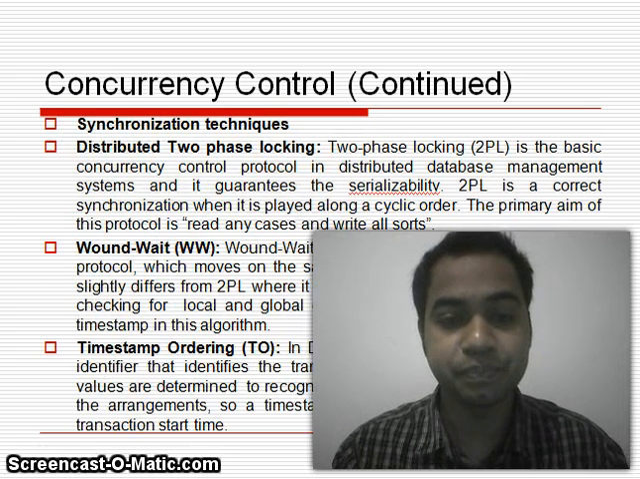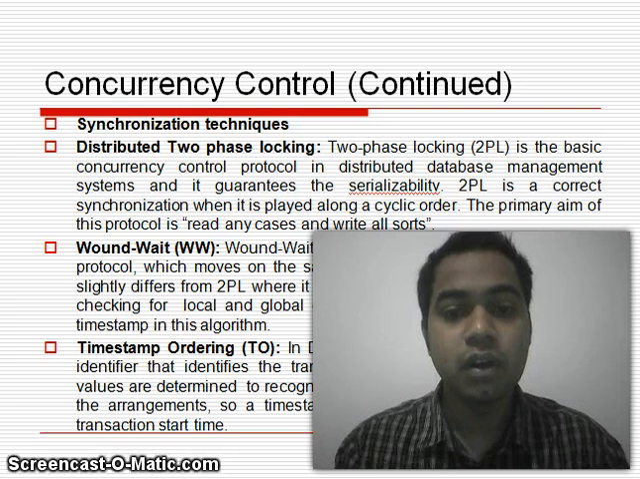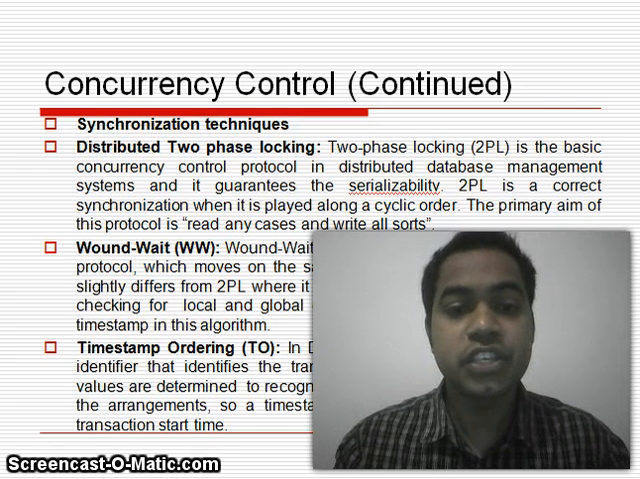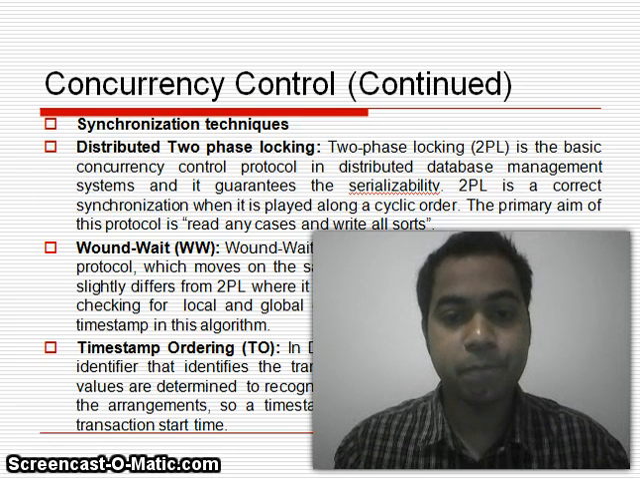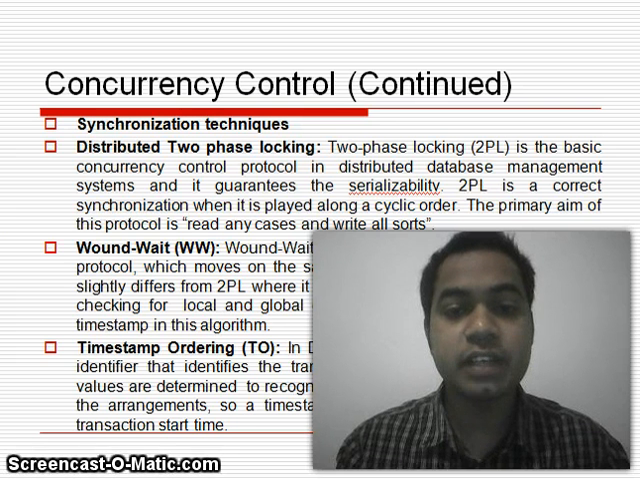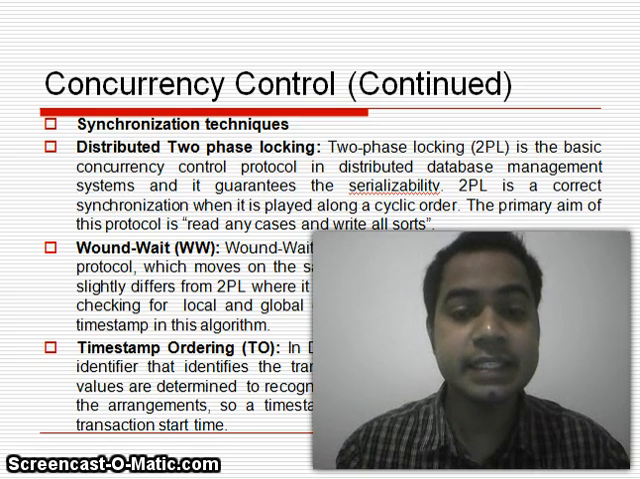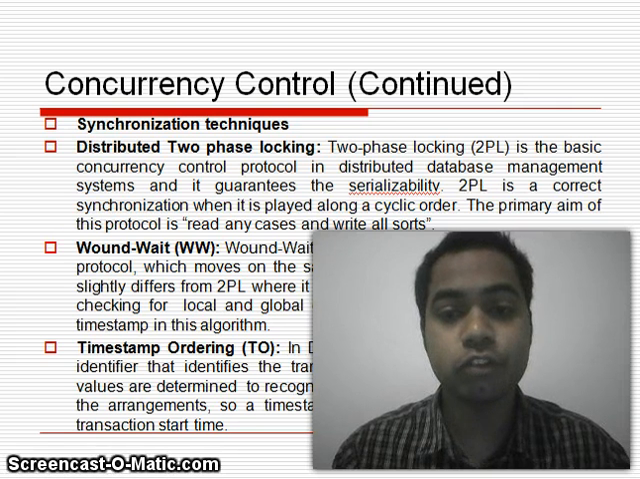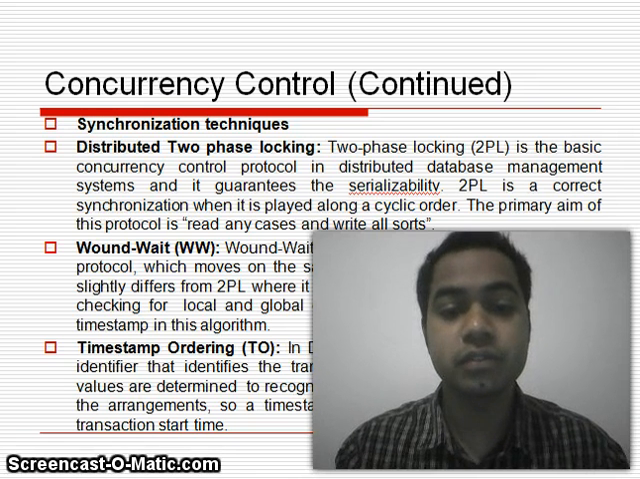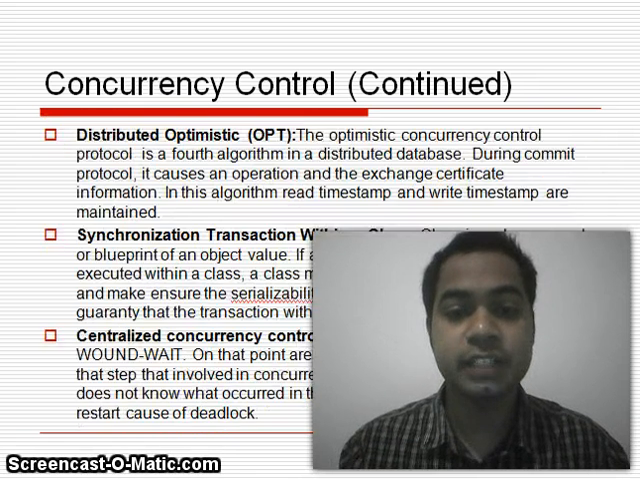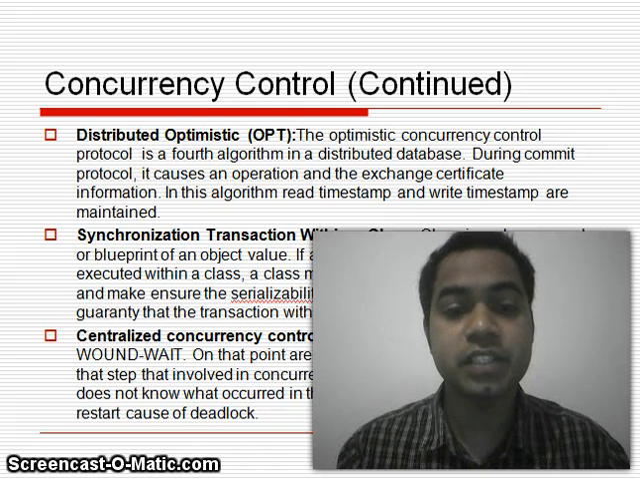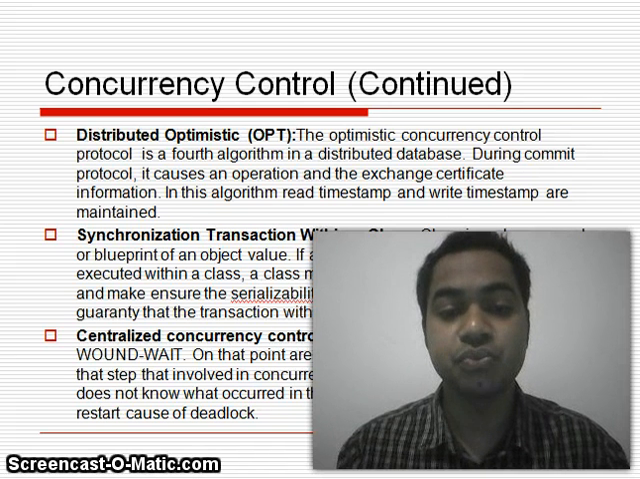Concurrency control. Synchronization technique. In synchronization technique, there are some methods or algorithms, such as distributed two-phase locking, wound-wait, timestamp ordering, distributed optimistic, synchronization transaction within a class, and centralized concurrency control.